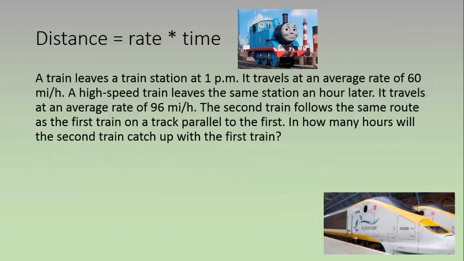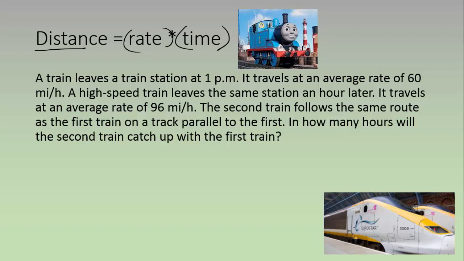Let's have a train problem. You gotta have a train problem. First of all, general distance formula, so important in algebra. Distance is always equal to the rate times the time. Rates are all going to be things like miles per hour, feet per second, things like that.